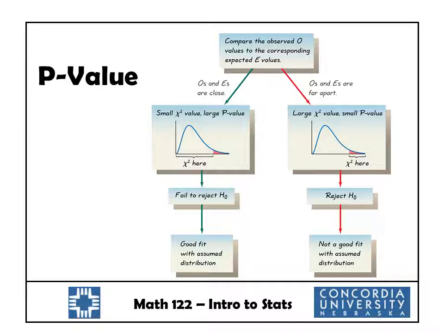If the observed and expected values are far apart, as they were in the second example, then we have a large chi-squared value, which means that the area to the right is very small, so we have a small p-value. And in both cases, we would reject the null hypothesis, and we would conclude that the two distributions do not fit each other.